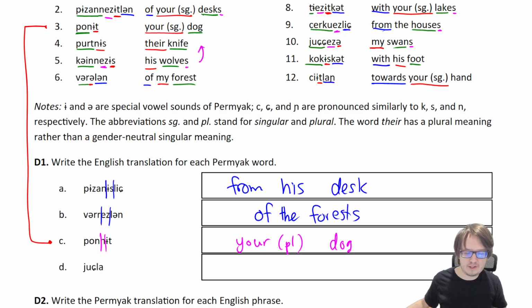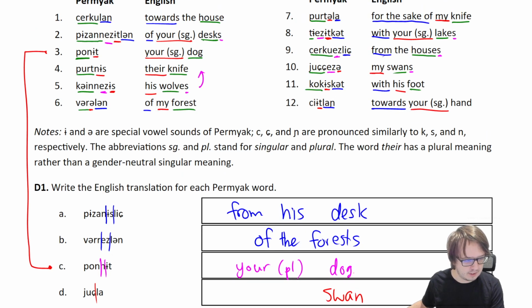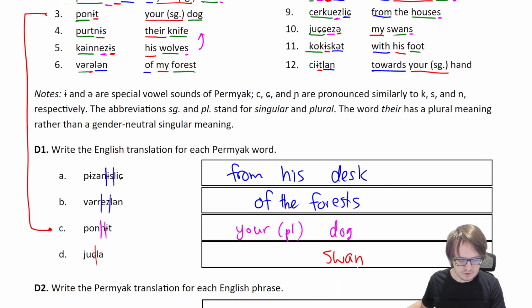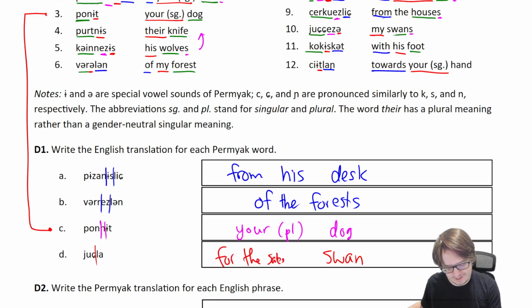Okay, and let's do the last one, Jushla. We know that's where the cutoff's going to be. So Yush is going to be swan, and la, if we take a look above, is going to be for the sake of. So for the sake of, and then the swan. It's kind of a weird phrase. I don't know if I'd ever say that in real life.